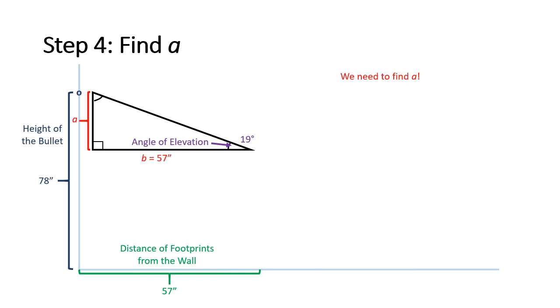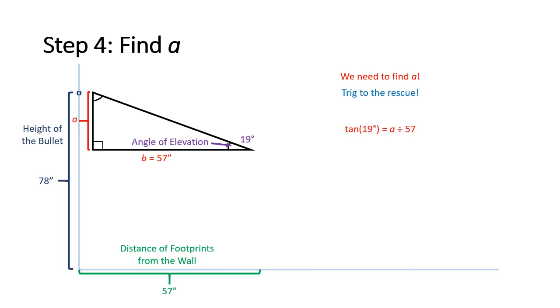Once we've added our angle of elevation, the next step is to find the opposite side of our angle of elevation. So the opposite side of our angle of elevation represents the height the bullet is above the shooter's shoulder. If it was the angle of depression, that side would represent the height below the shooter's shoulder. But in this situation, we're looking for angle of elevation, and we happen to have the adjacent side. So the adjacent side, remember, is equal to the distance the footprints were from the wall, and in this situation, it's 57.